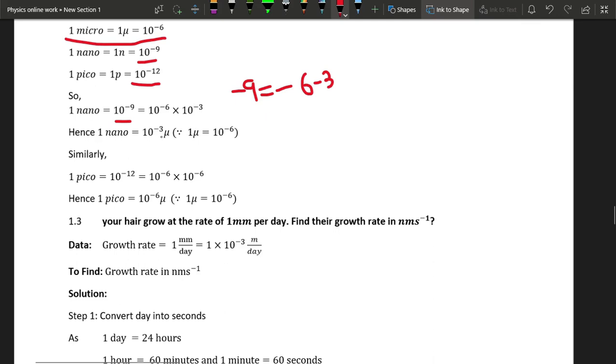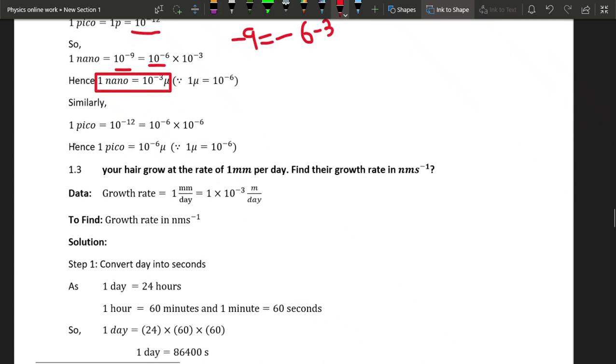As we know that 10 raised to power minus 6 is micro, it means that 1 nano equals 10 raised to power minus 3 micro. This is one of the relationships. Similarly, 1 pico is 10 raised to power minus 12, and minus 12 can be written as minus 6 minus 6.